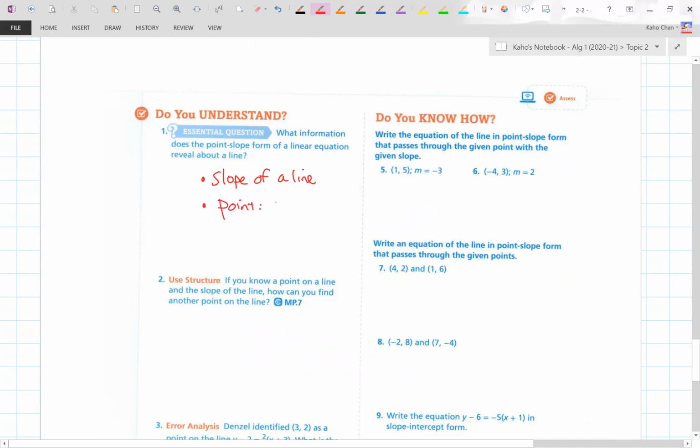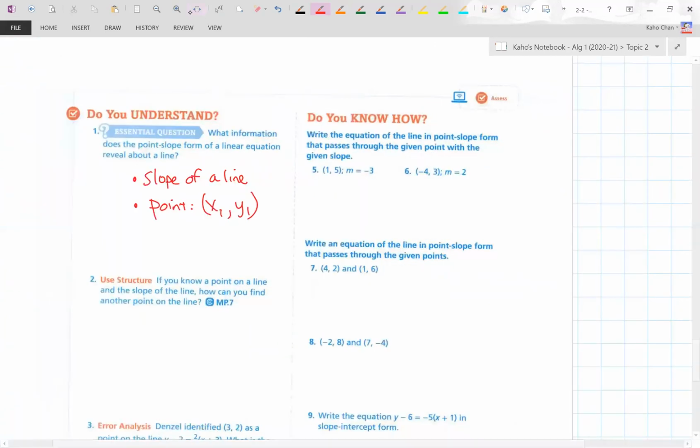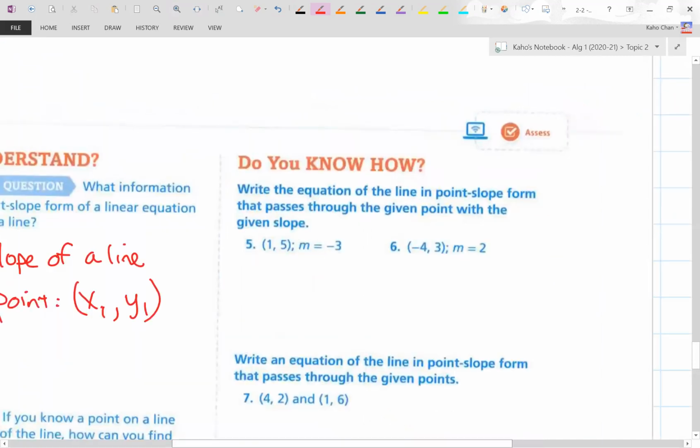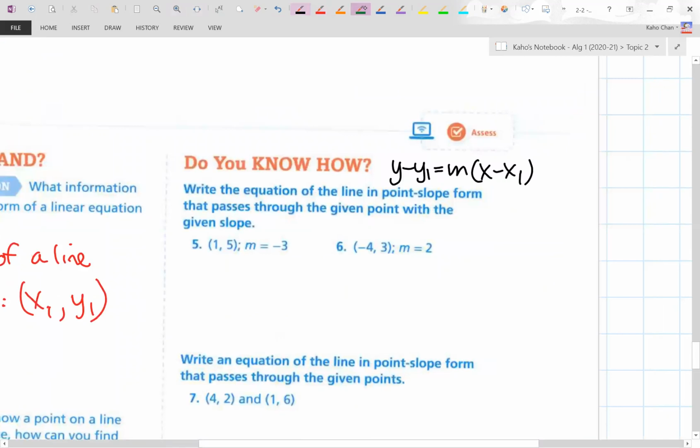All right. Let's go ahead and do number 5. Write the equation of a line in point-slope form that passes through the given point with the given slope. Easy. Here we go. y minus y1 equals m times x minus x1. Plug the information in and you're done.